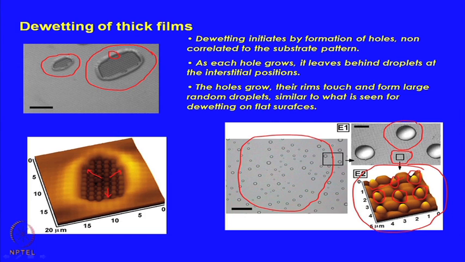So, this class I gave you a glimpse of how template guided self organization, or dewetting, let us say to be more precise, on a chemically or topographically patterned surface can be used to align or impose some directionality or anisotropy to the otherwise random and isotropic dewetted structures.